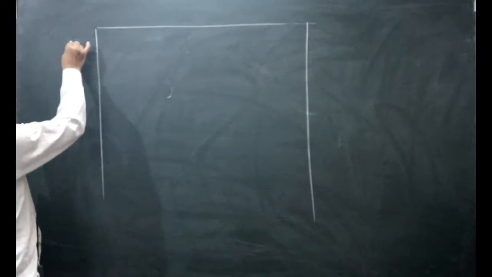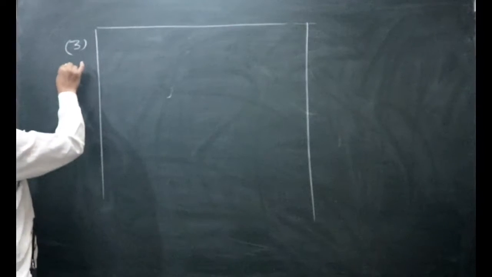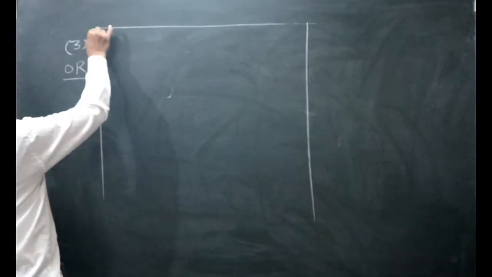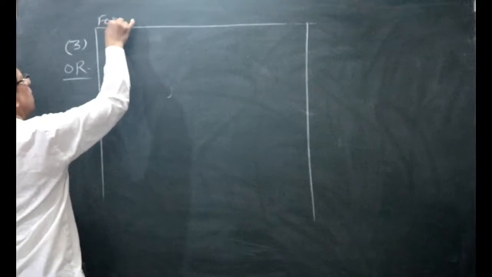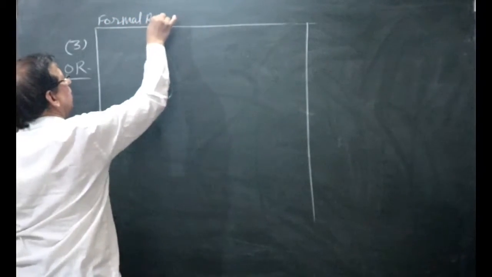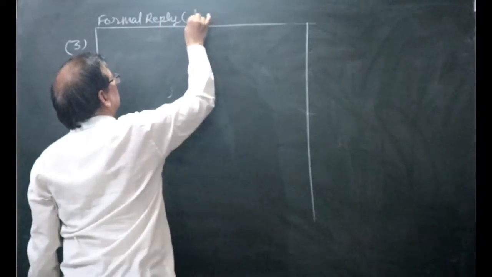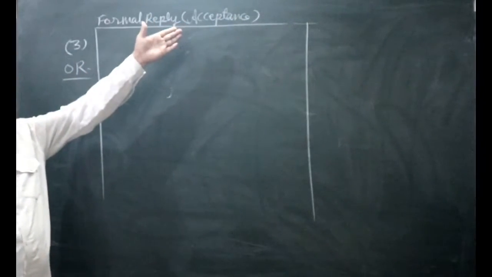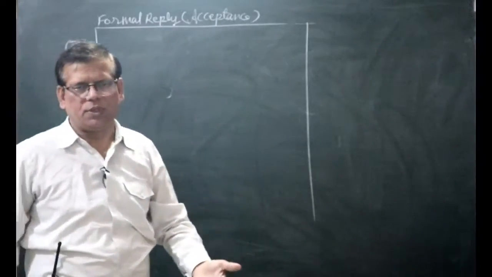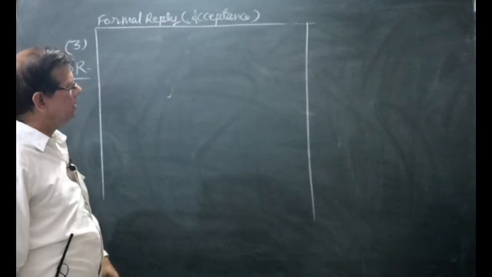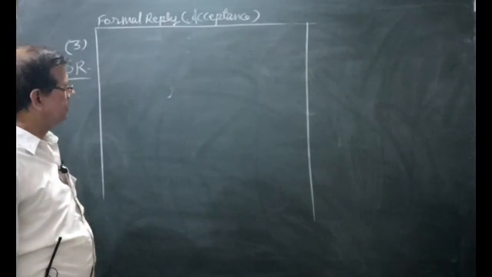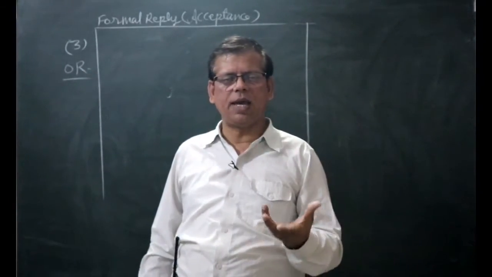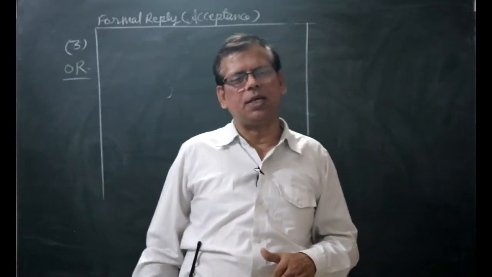Question number 3. Or part. Or it cannot be or part. Introduction of the question. Formal reply. Acceptance. Now complete introduction is there. The examiner will not be in the confusion. Complete is there. Now how to reply? Formal reply. Earlier the sender was ABC and receiver was XYZ. Now XYZ will be sender.